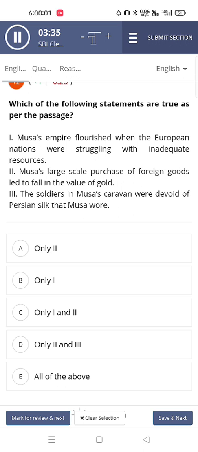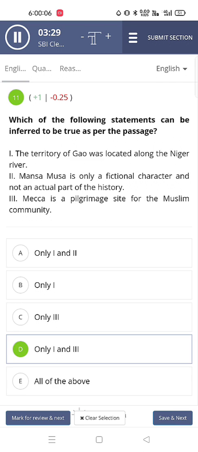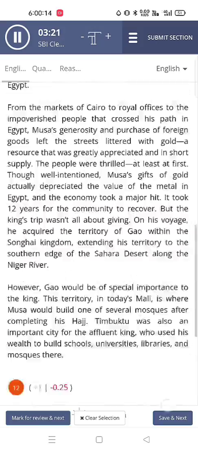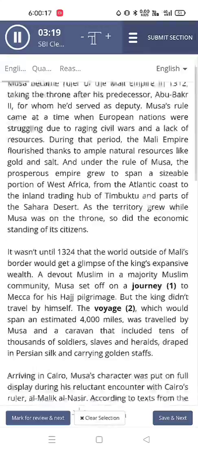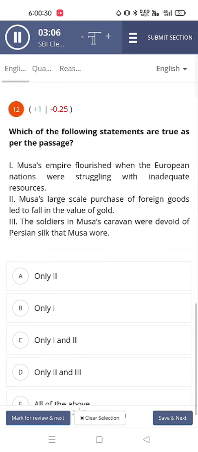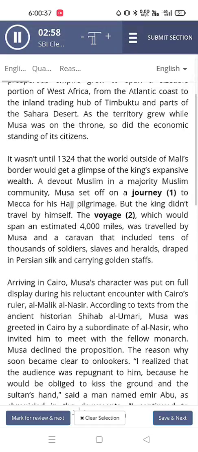Then, which of the following: first try to check, they have asked for the true statement. Musa's empire flourished when the European nation was struggling with inadequate resources. Here we can see that during this period the Mali empire flourished thanks to ample natural resources, not due to Europeans. So it is wrong. Musa's large scale purchase of foreign goods led to a fall in the value of gold.